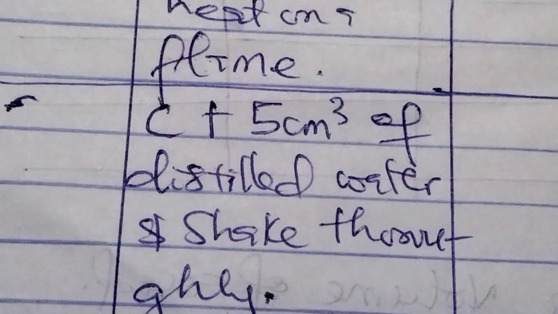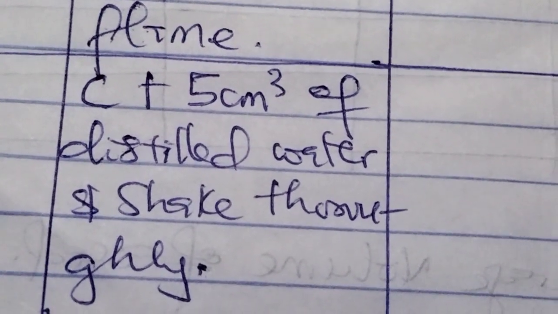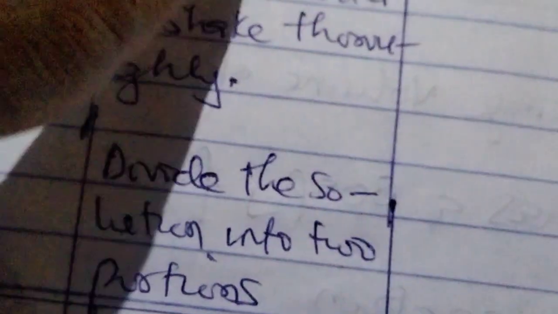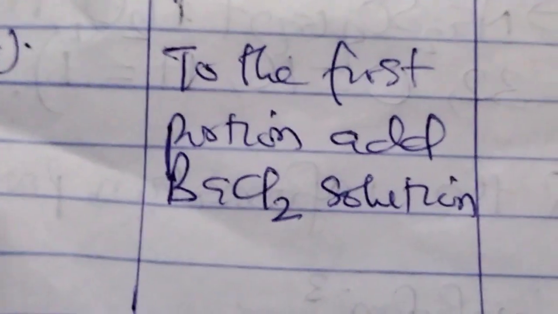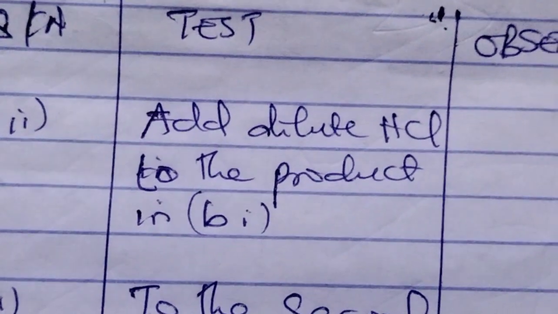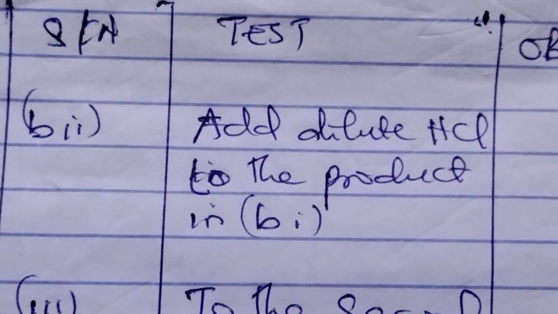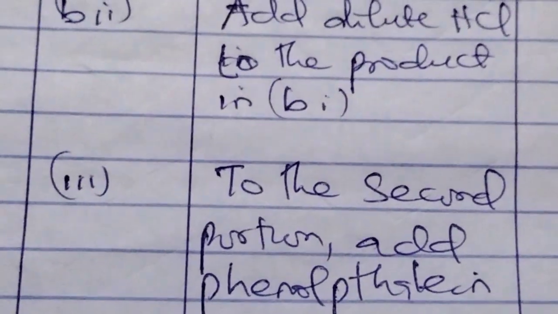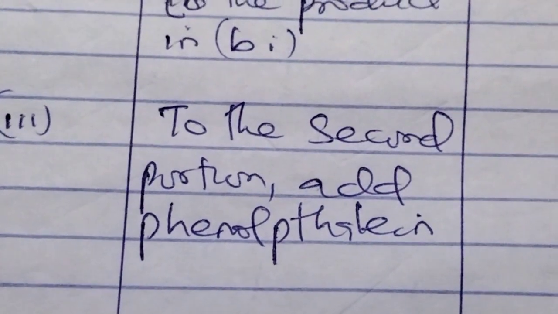Then AII says C plus 5 cm cube of distilled water and shake thoroughly, observation and inference columns vacant. Then divide the solution into two portions, observation and inference columns vacant. Then BI says to the first portion add barium chloride. Then BII says add dilute HCl to the product from BI. Then BIII, to the second portion add phenolphthalein, observation and inference columns vacant.